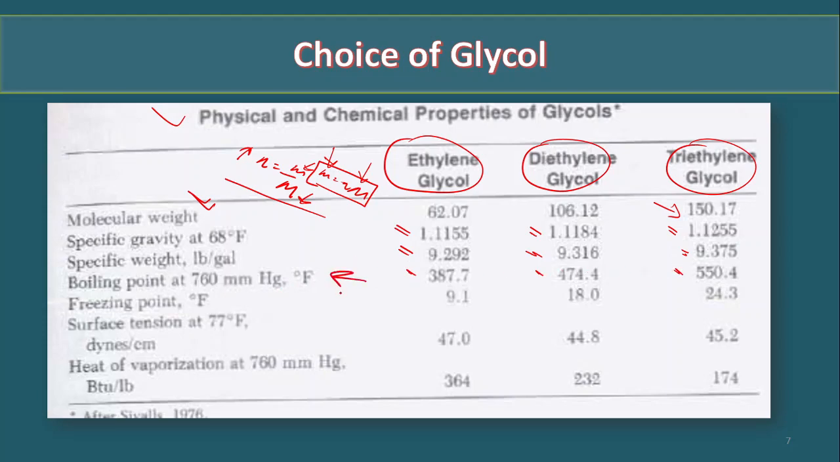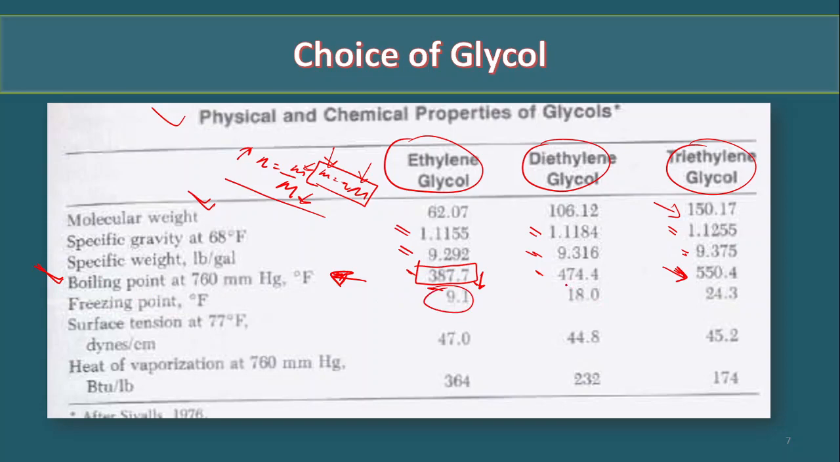This is very useful because there are huge losses because of evaporation, and evaporation is the property related to the boiling point. If you look at all these 3, this one is the lowest, so it will vaporize more easily compared to diethylene and triethylene glycol. The vaporization loss is more in ethylene glycol than in diethylene glycol, and diethylene glycol has more than triethylene glycol. So there is very little vapor loss in triethylene glycol. The boiling point is one of the very important properties that tells about vapor losses. Then the freezing point: 9.1, 18 and 24 degrees Fahrenheit.